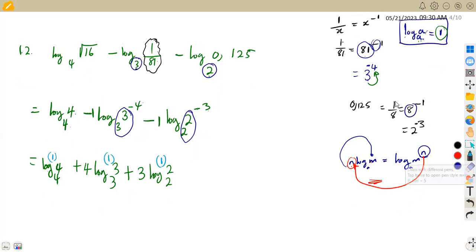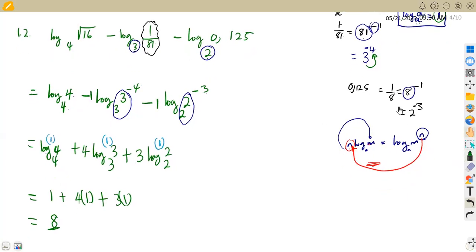So meaning to say we can rewrite this as this part we got a 1 plus 4 times 1 plus 3 times a 1. So that's what you're going to have in this case. So if we add everything, that's 1 plus 4 plus 3, which is going to give us 8. So there is no log on our final answer. It's just a normal number, a numerical value, which is 8 in this case.